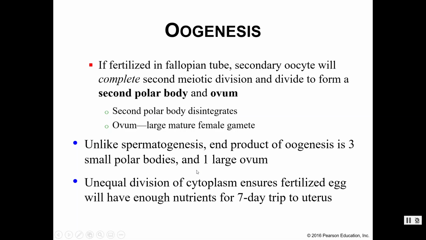The unequal division of the cytoplasm as we continue through meiosis I and II ensures that the fertilized egg ends up with most of the nutrients, which will last it the 7-day trip to the uterus. Even though it's only a few inches long, it takes about 7 days for that fertilized egg to travel through the fallopian tubes and implant in the uterus somewhere.